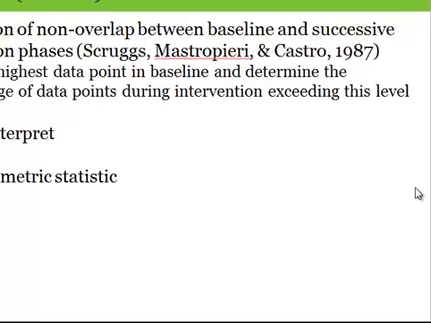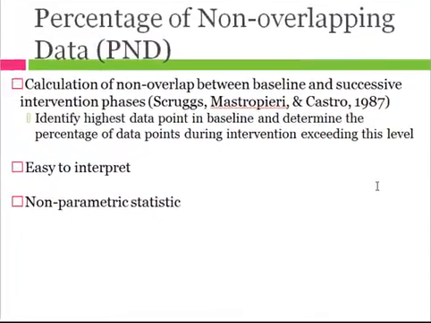Okay, so the next one, percentage of non-overlapping data, we're going to talk about because it was used, I think, more predominantly early on in this movement to include effect size metrics. So what we see is this is a little bit easier because we're just calculating the non-overlap between baseline and successive intervention phases. So what you do is you identify the highest point in baseline and determine the percentage of data points during intervention that exceed this level. So it's pretty easy to interpret, and it's a non-parametric statistic.